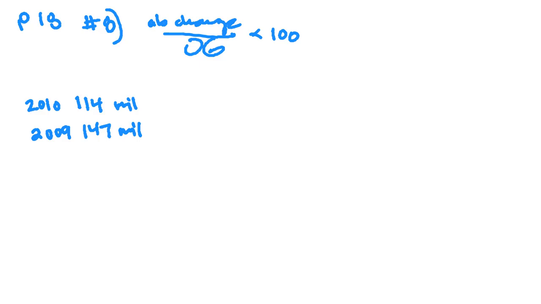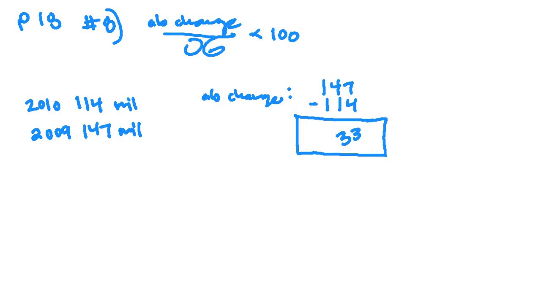To get the absolute change, you take the largest number, 147, minus the smaller number, 114. 7 minus 4 is 3, and 4 minus 1 is 3, so there's a 33 million change. That's the absolute change. In our formula, we put that 33 on top. You do not have to put all the zeros. On the bottom, you determine which one is the original. 2009 comes before 2010, so 2009 is our original CD sale. So we put 147 million down there, and then multiply by 100.